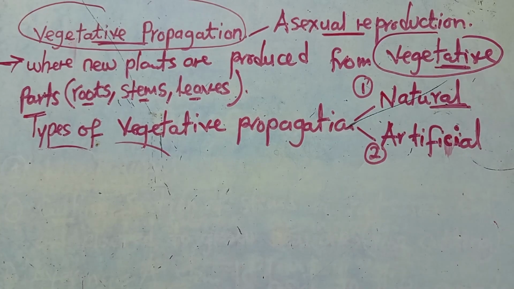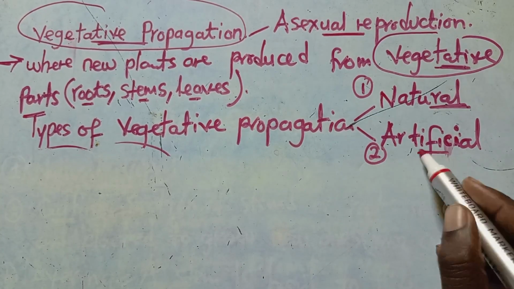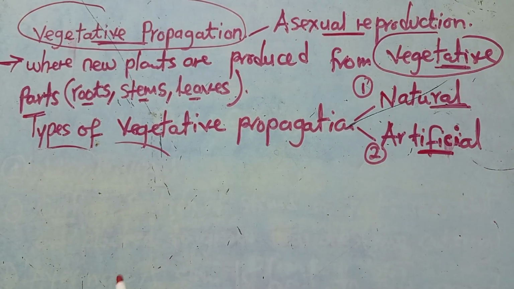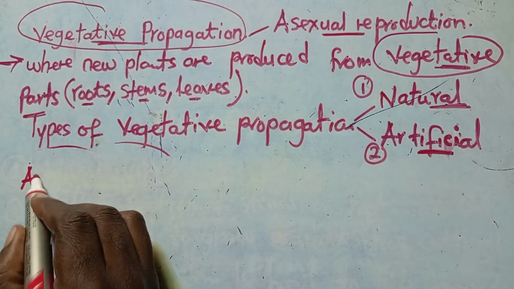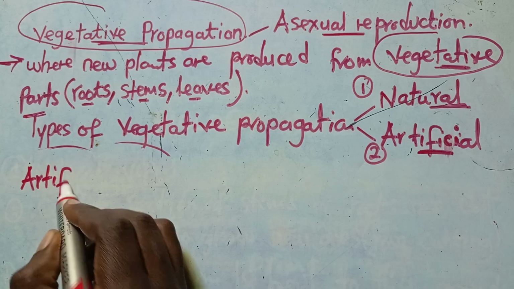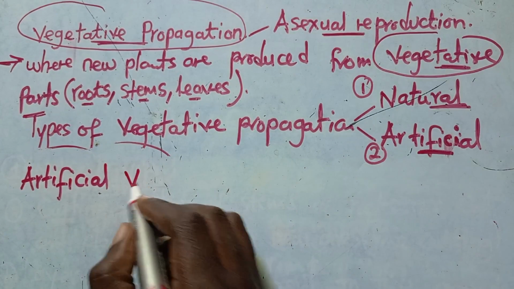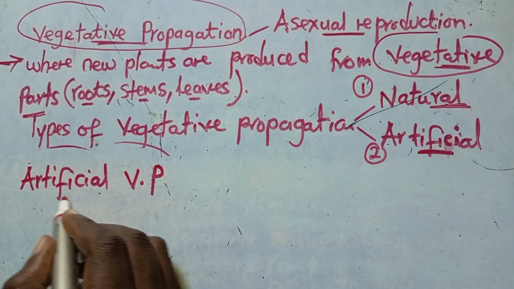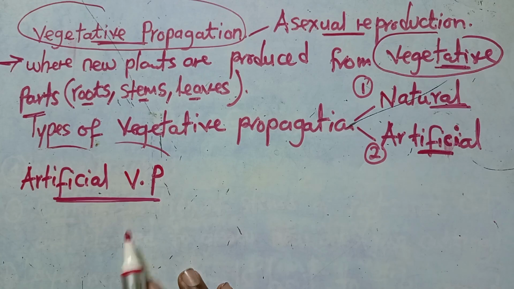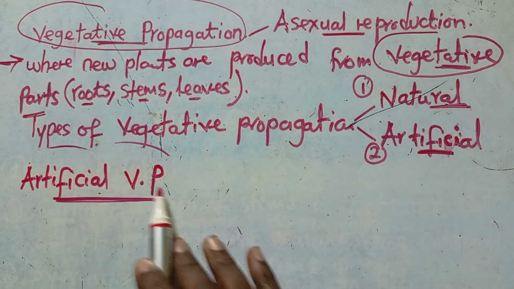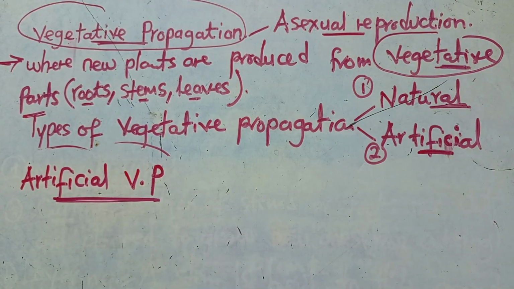This one is what we call artificial. So we call this one artificial vegetative propagation. Write in full. You are not supposed to write VP, because you end up confusing yourself. What is VP? So you write in full: vegetative propagation. What is artificial vegetative propagation?